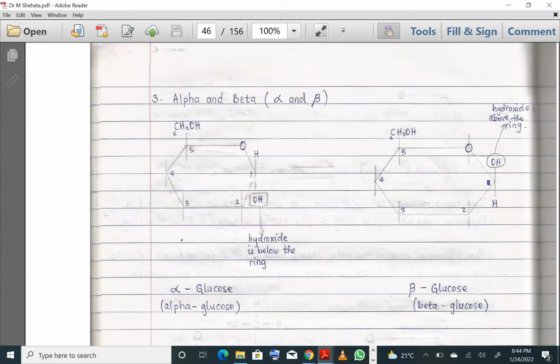And how do they bring this in the test? They'll just bring a glucose structure and ask you, what is this? So you should be able to know whether it's glucose, whether it's galactose. You first start by looking at carbon one: is the hydroxyl group on top or down? Below the ring, alpha glucose. Above the ring, beta glucose.